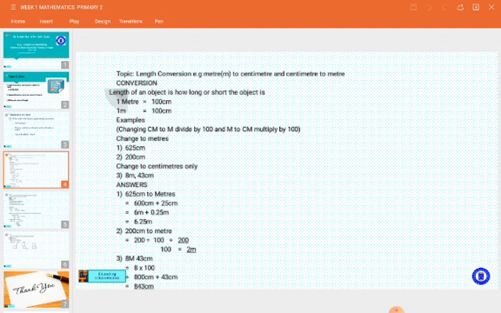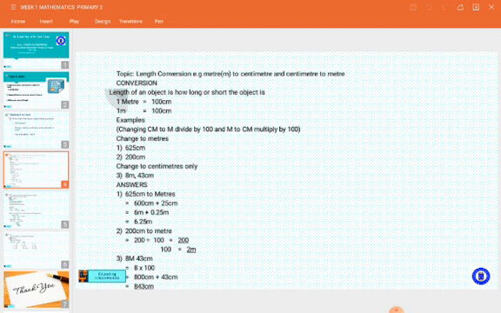Then example 2, we have 200 centimeter change to meter. You equally divide it by 100. When you divide it by 100, who can tell us the answer? Thank you. Friday, your answer is correct. Class, clap for him. You are good children.